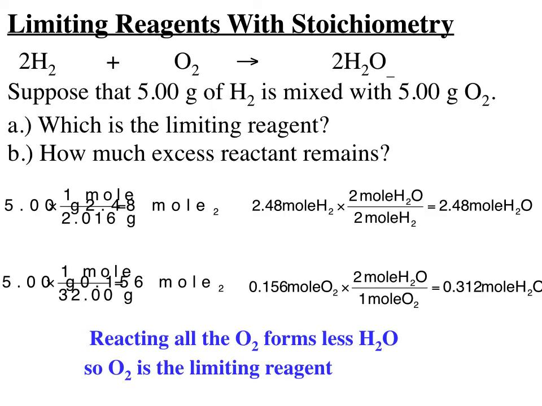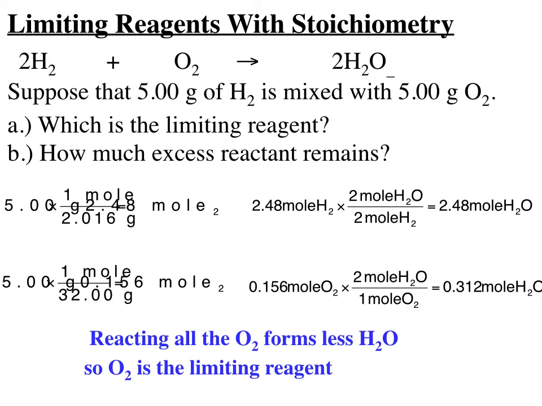Let's look at the example of forming water by reacting molecular hydrogen and oxygen. We mix 5 grams of molecular hydrogen with 5 grams of oxygen. Let's first determine which is the limiting reagent. Then let's figure out how much of the excess reactant was placed in the pot. First, I'm going to find the molar mass of H2 and O2, convert the 5 grams of each into moles of H2 and moles of O2.